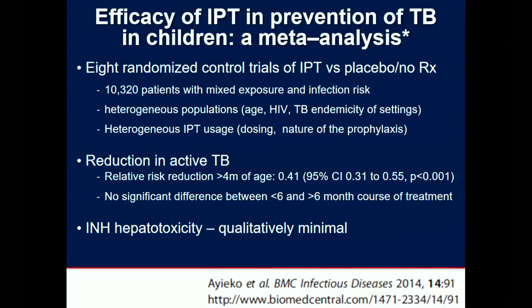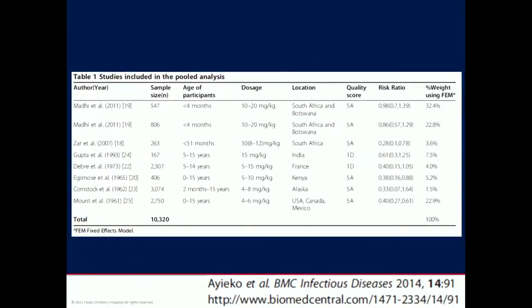The cohort had mixed exposure and infection risk, and it was a very heterogeneous population with respect to factors that might moderate the efficacy of IPT, such as age, HIV status, TB endemicity of the setting. And the studies also heterogeneously used IPT with respect to dosing and also the type of prophylaxis. So in addition to showing that INH hepatotoxicity was qualitatively minimal, the most important thing that the study showed was that among children between the age of 4 months and 15 years, IPT reduced the risk of TB progression by 59%.